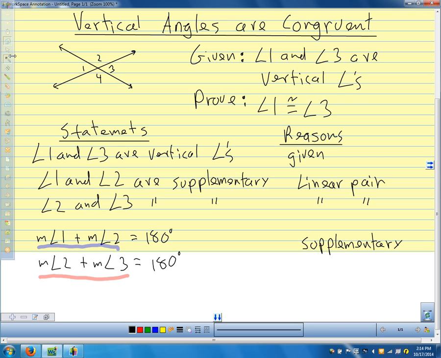They're both 180. So how do they compare to each other? They are, remember, and we're talking about numbers here, so not congruent. They are equal. Measure of angle 1 plus the measure of angle 2 equals the measure of angle 2 plus the measure of angle 3. They're the same thing. Same thing means equal.